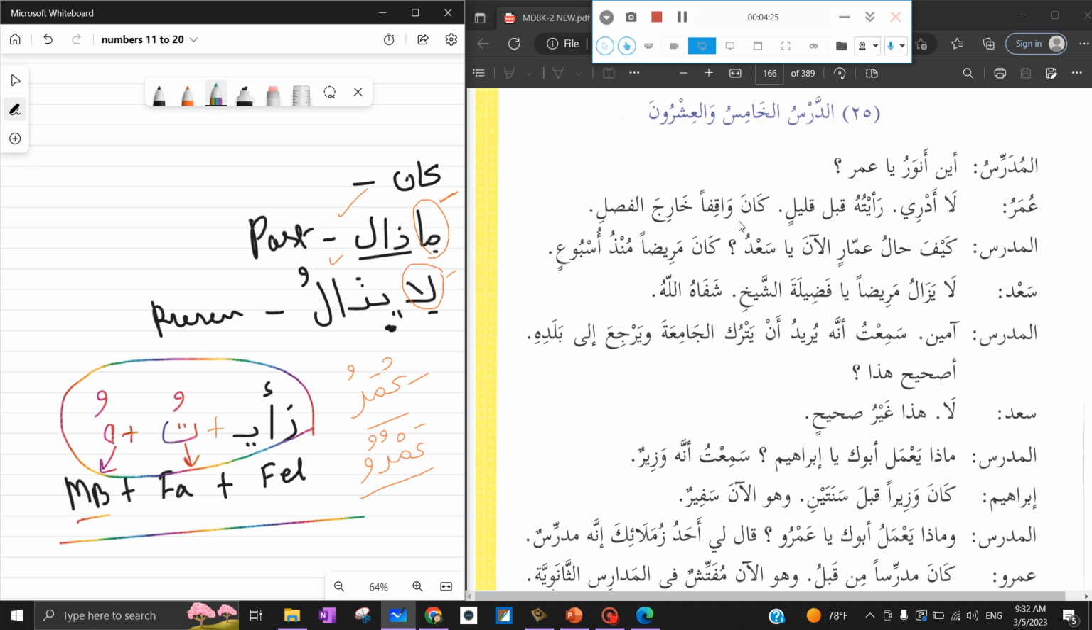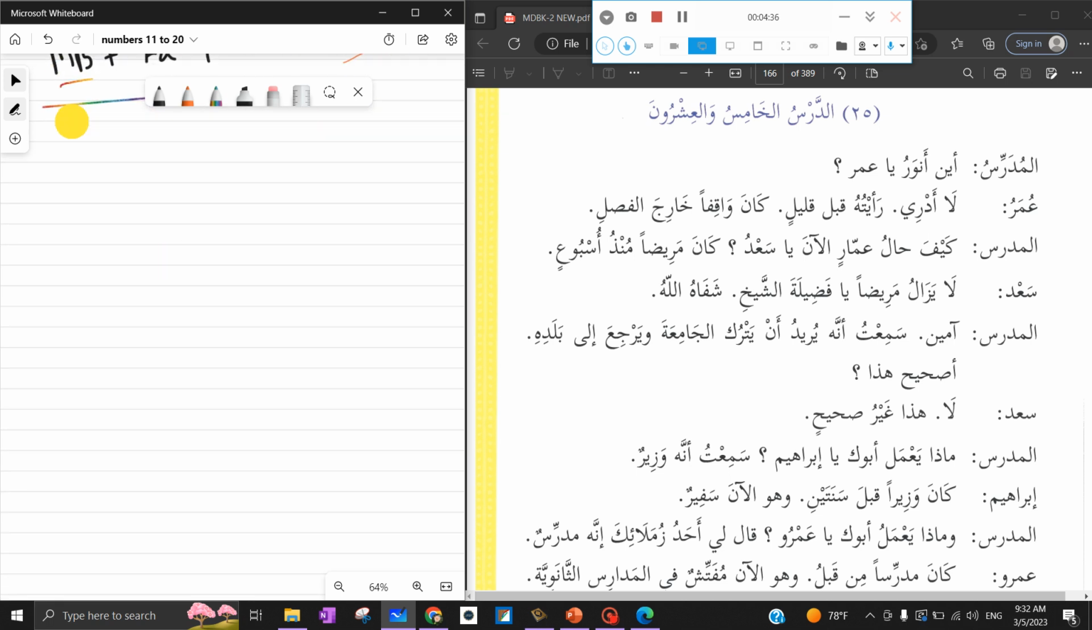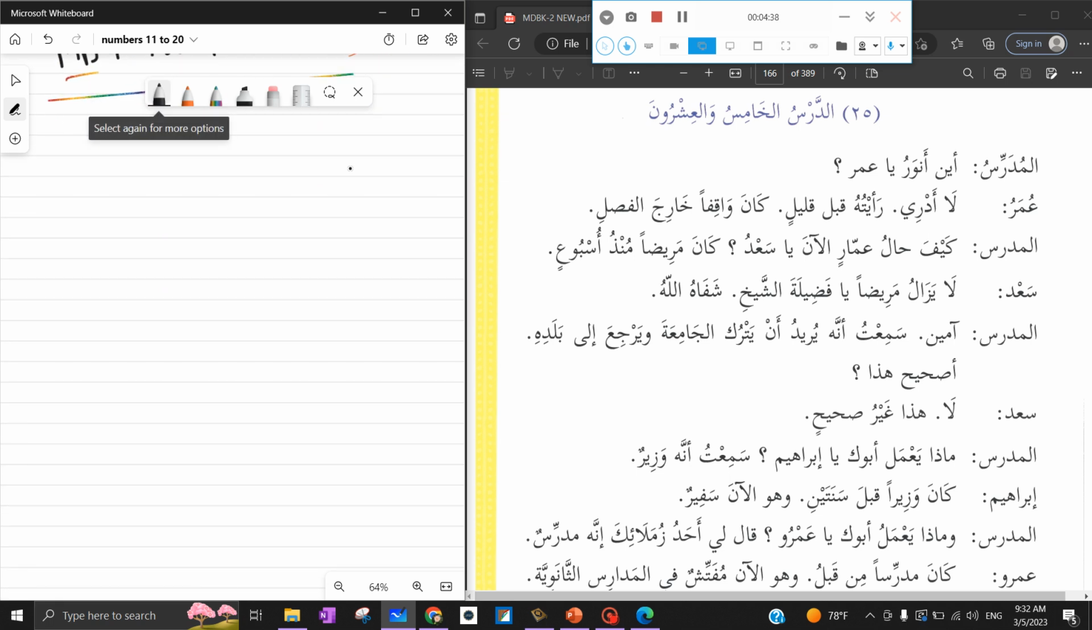Kana waqifan. Now here we are learning the rules of kana. What are the rules of kana? As a grammar student, we learned that the rule of kana is just the opposite of inna. What is the rule of inna? When inna comes, what happens? First of all, inna only comes in jumla ismiya.